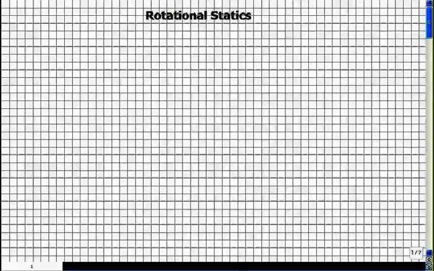Okay, today we're going to be learning about rotational statics. And in particular, we're going to be learning about rotational static equilibrium.